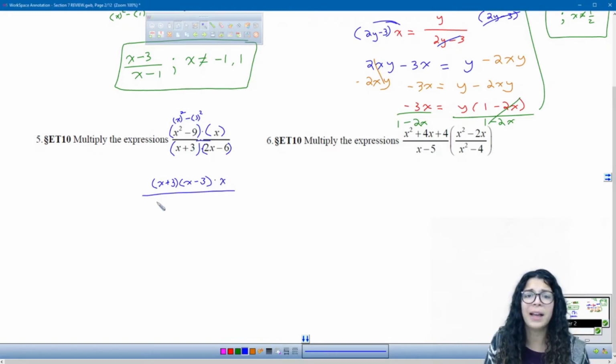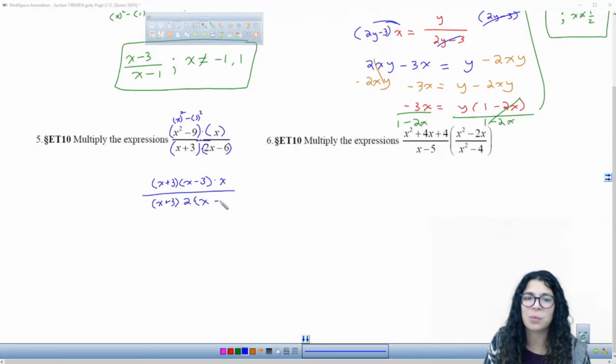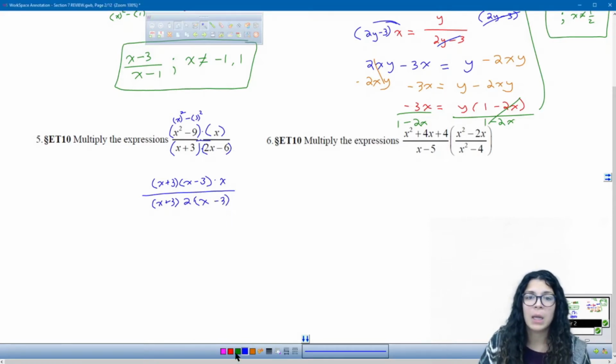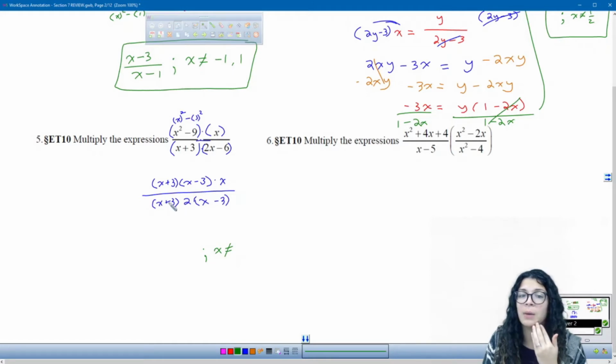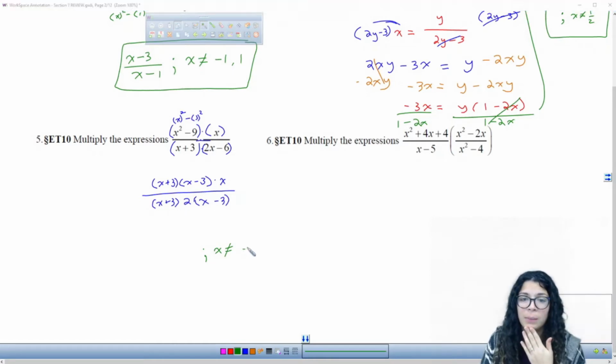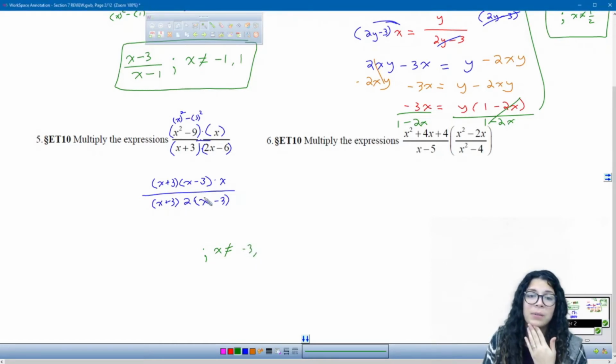In the denominator, x plus 3 can't be factored anymore. However, 2x minus 6, I could factor out 2: 2 from 2x would be x, and then 2 from negative 6 will give me negative 3. Remember, before you cancel anything out, we have to list our excluded values. The variable x cannot equal negative 3 because then that will make this 0, and 0 times anything is 0. And it cannot equal positive 3 because then that would make this 0, and 0 times anything is 0.